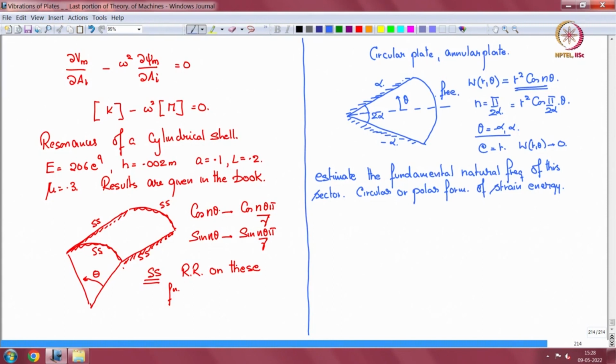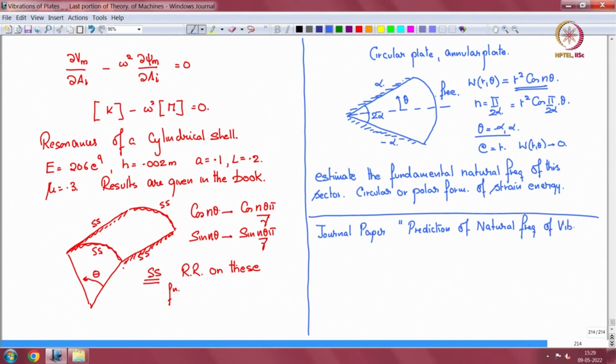Now, one more thing I want to mention is that there is a journal paper, it is titled Prediction of Natural Frequencies of Vibrations of Rectangular Plates.